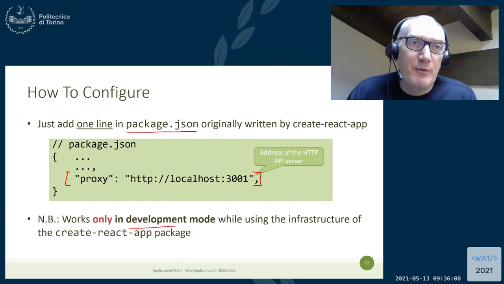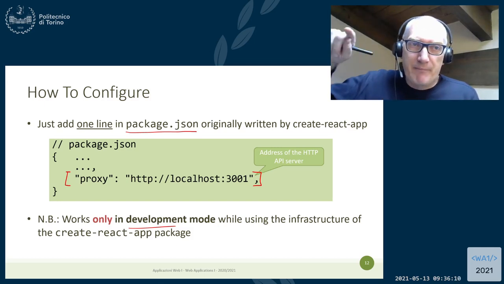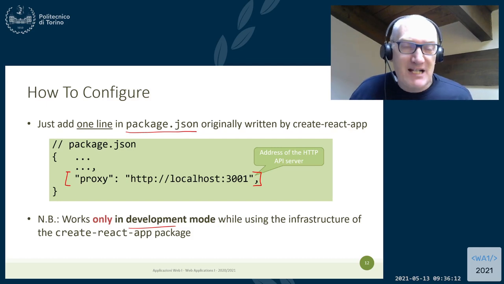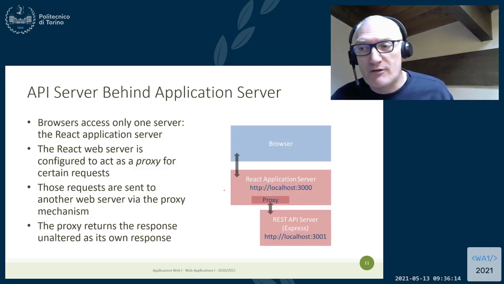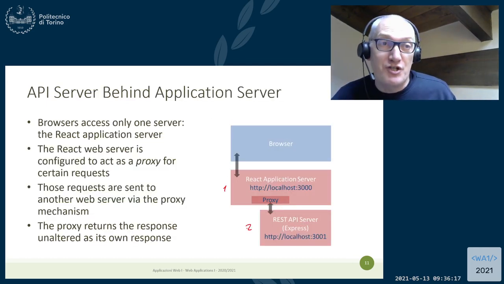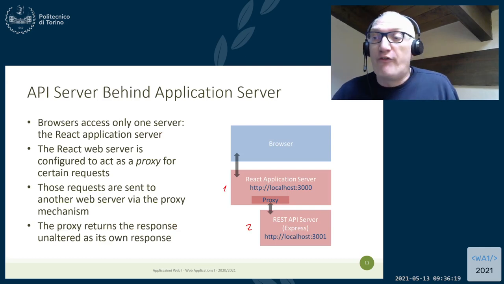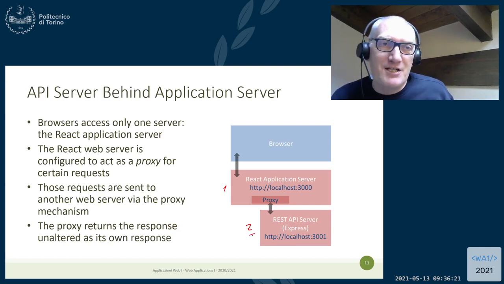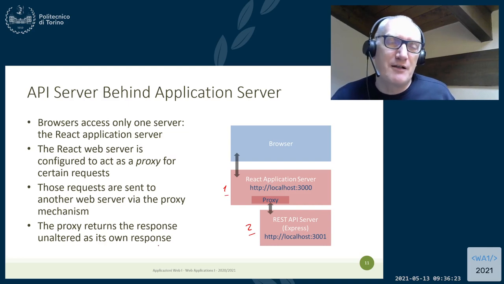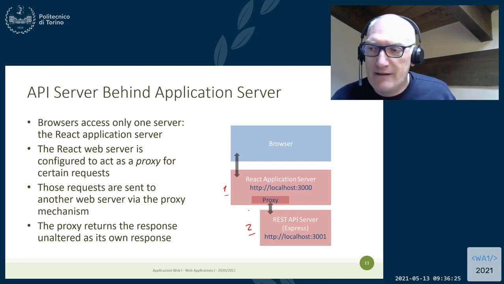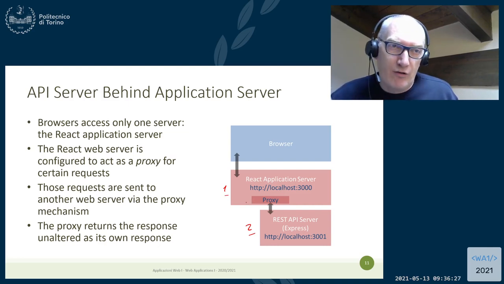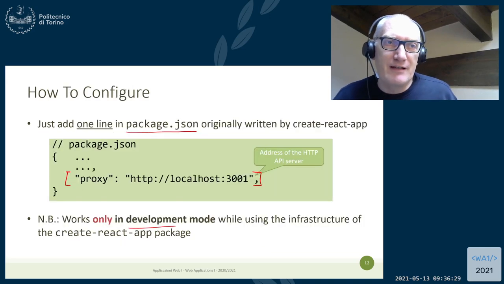Just remember that it will only act as a proxy, and the second server must be run. So we are still responsible for running the one and two servers, for starting them. So first we need to start the API server, then we can start the React application, and it will automatically activate also the proxy.